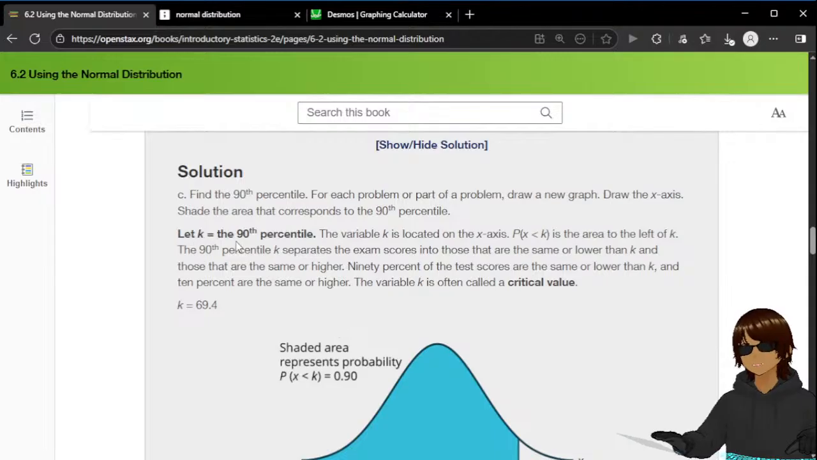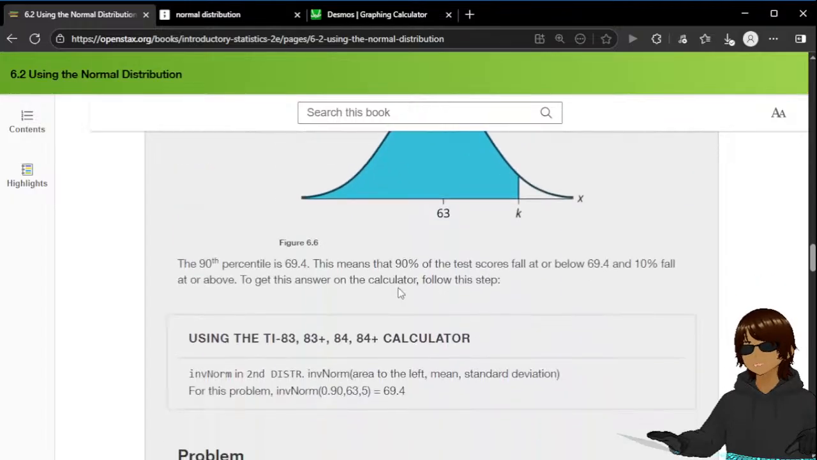Let K be the 90th percentile. The variable K is located on the x-axis. Probability is the area to the left of K. The 90th percentile separates the exam scores into those that are the same or lower than K and those that are the same or higher. 90% of the test scores are the same or lower than K. 10% are the same and higher. The variable K is often called the critical value.